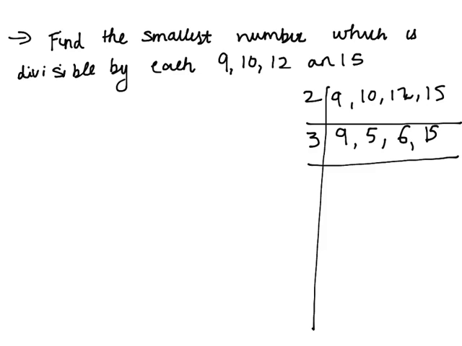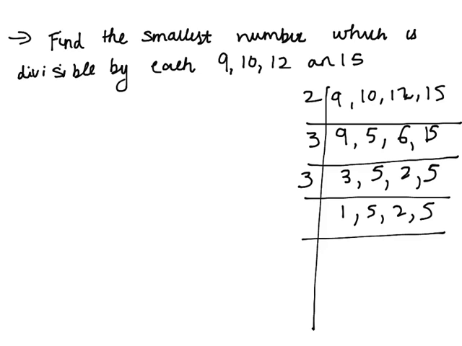So next, let's take 3. So 9 divided by 3 is 3. Any other numbers are not divisible. Oh yeah, 6. 6 divided by 3 is 2. And 15 divided by 3 is 5. Sorry, there are many numbers that are divisible by 3 over here. So again 3, 1, 5, 2, 5. Then we can take 5, 1, 1, 2, 1.